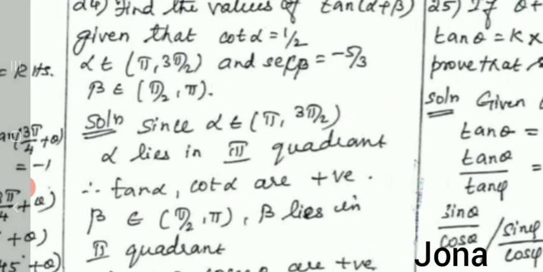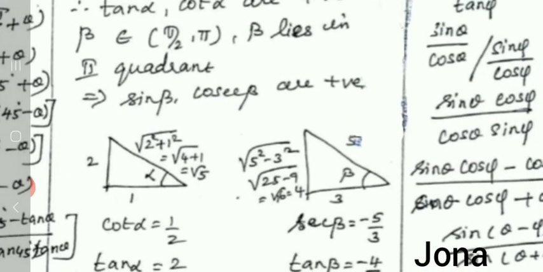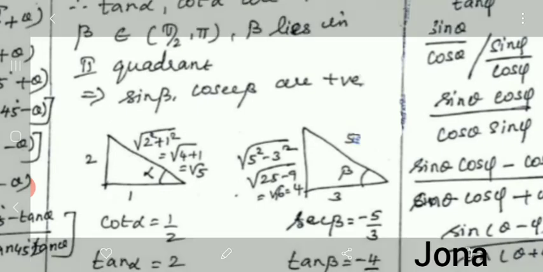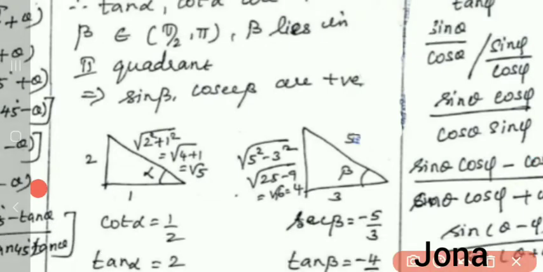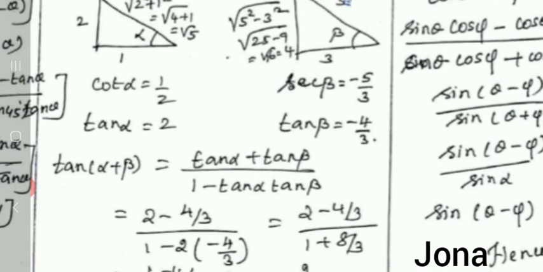And then the next one is given beta belongs to pi by 2 comma pi. It's nothing but beta lies in the second quadrant, isn't it? In the second quadrant sin beta and cosecant beta will be positive, all the remaining things are negative. So according to that I want to find the value of cot alpha and tan alpha here, and from the secant beta I want to find the value of tan beta here. So now we got the values of cot alpha, tan alpha, secant beta and tan beta.